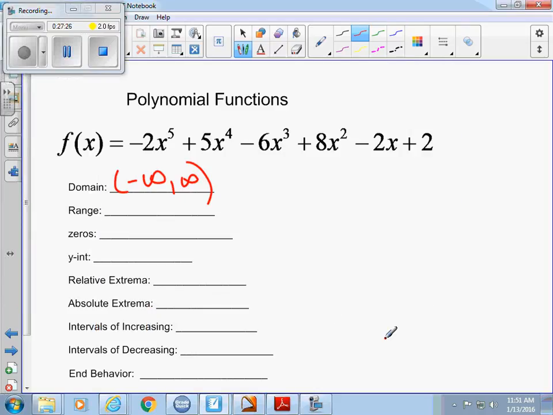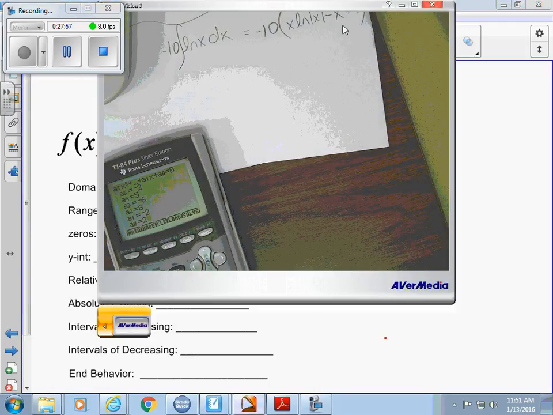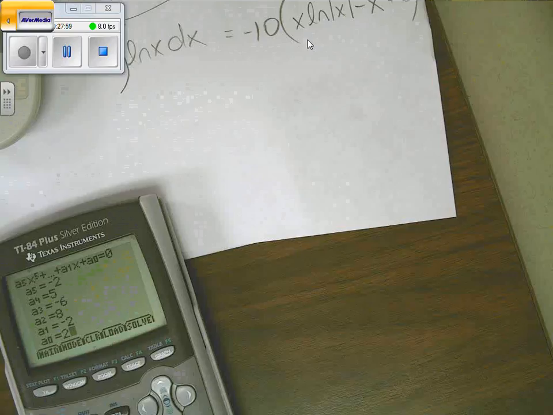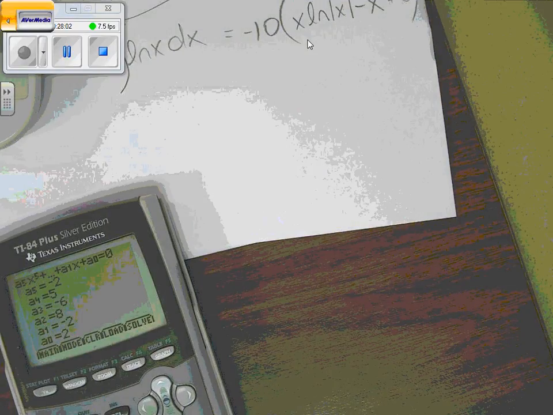So if you don't mind, I'm going to leave this up. I'm going to put my screen down so I can type this in. So I'm going to go over to 5, and I'm going to push next. And I'm going to type -2 in for my A5, 5, and -6, 8, -2, and 2. Be careful if any are skipped. Make sure you put 0. Does everyone know what I mean by that? So if it's like 2x to the 4th power minus 9x squared, it just be 0. Right, 0 for all the ones that aren't there.